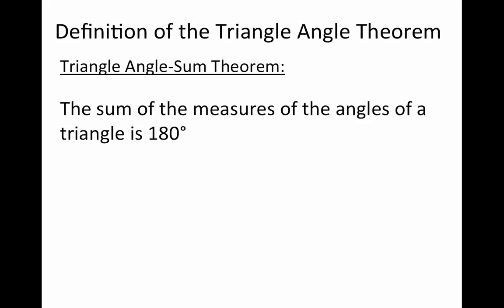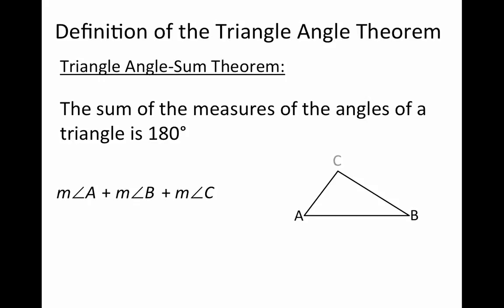The definition of the triangle angle theorem is that the sum of the measures of the angles of a triangle is 180 degrees. So if I have a triangle ABC, then I know that the measure of angle A plus the measure of angle B plus the measure of angle C, put all that together, equals 180 degrees. And that's the case for any triangle.